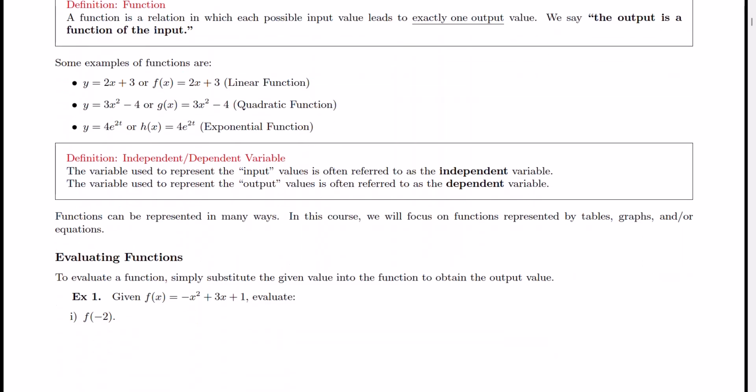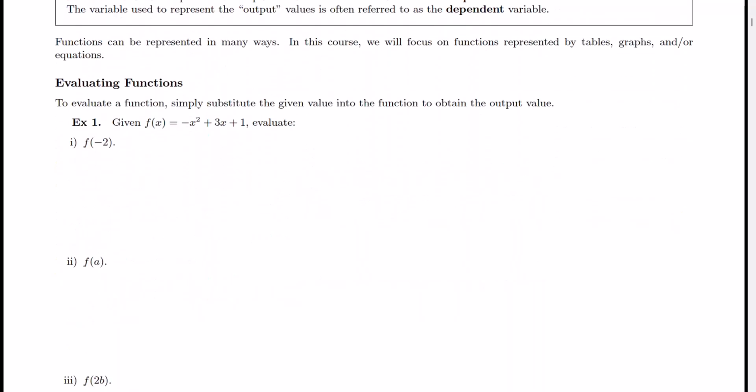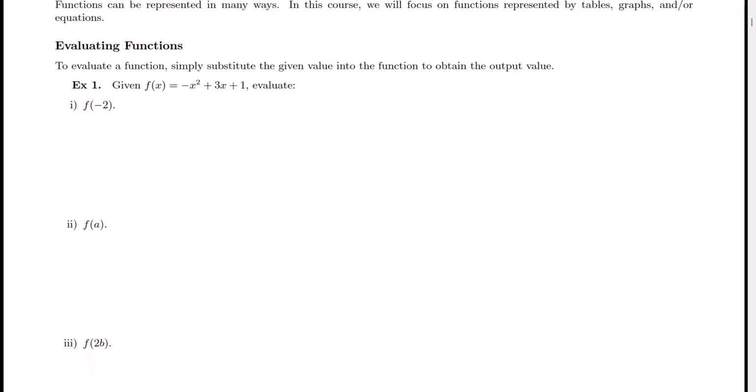So as we mentioned, the number that you plug in is called the input or the independent variable, and the number you get out after evaluating the function is called the output or the dependent variable. So we're going to give some examples on how to evaluate functions. In this case, we're told given f of x equal to negative x squared plus 3x plus 1, we are supposed to evaluate f of negative 2.